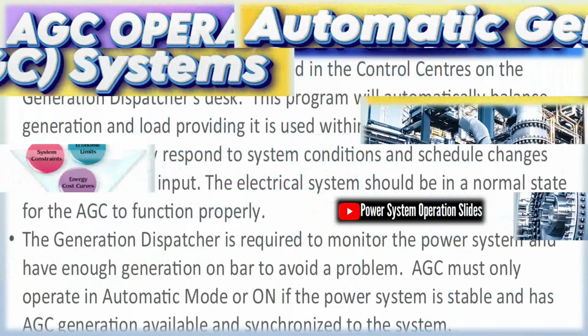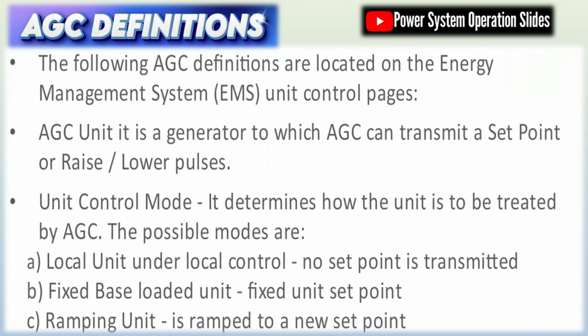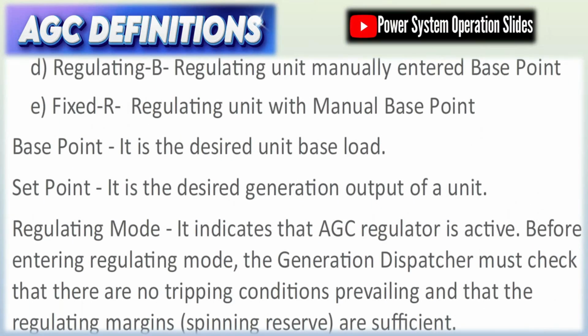Automatic generation control is a vital component of modern power system operations, designed to maintain system frequency and power exchange between control areas within desired limits by automatically adjusting the output of multiple generators. AGC works by monitoring system parameters such as frequency and tie line flows and sending control signals to generators to correct any deviations from scheduled values.